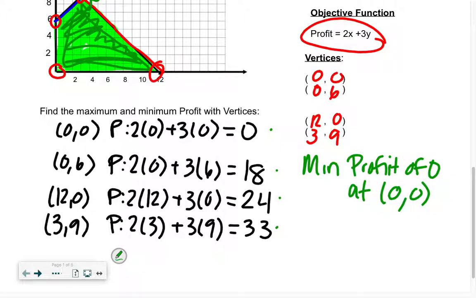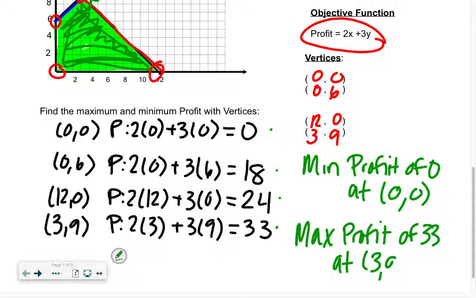It's nice to know minimum profit, but what do I really want to know? Max profit. What's my biggest number? 33. So my max profit of 33 is at our point (3, 9). Yeah, because it says find the max and min.